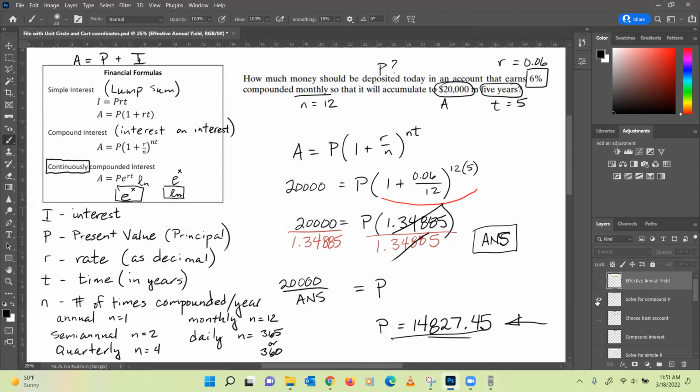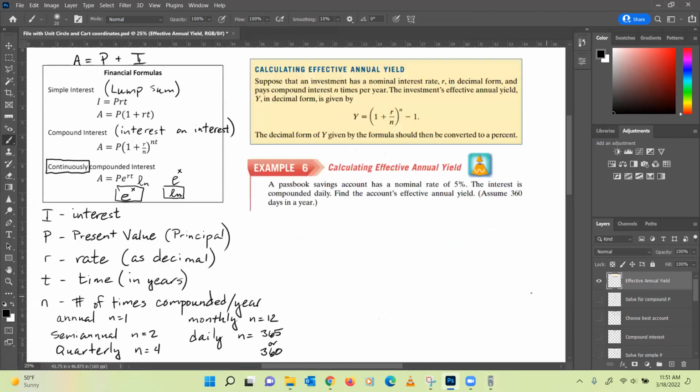There's one final idea here that I do want to talk about, and that's effective annual yield. And I left the definition up there. The formula is on our formula sheet. It's over to the right side, though. I'm not sure why we added it over there, but that's where it's located.